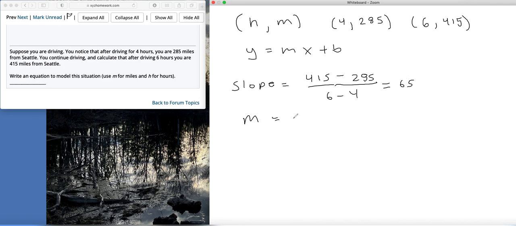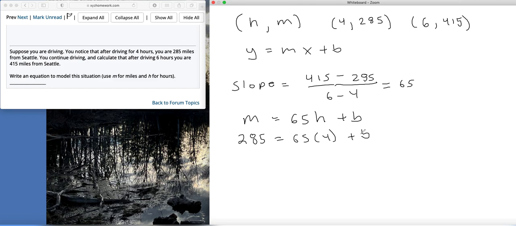Equals our slope, 65. Our x in this case is our hours. And again, normally one uses time, t, plus the y-intercept that we're trying to work out. So it's the same exact thing as up here. I'm just replacing those variables with the ones I asked for. And now I can plug this point in. So my miles that I traveled was 285 equals 65 times 4 plus b.